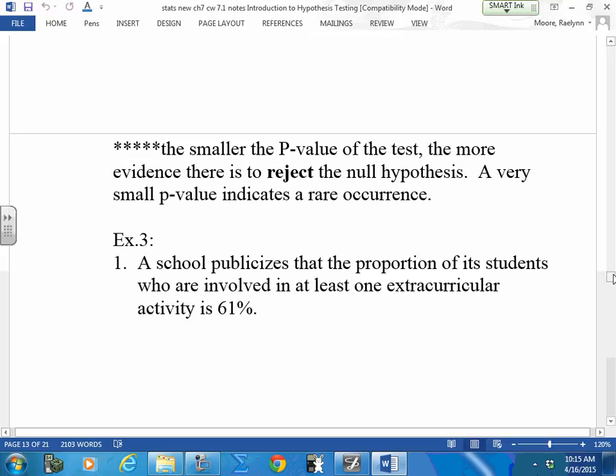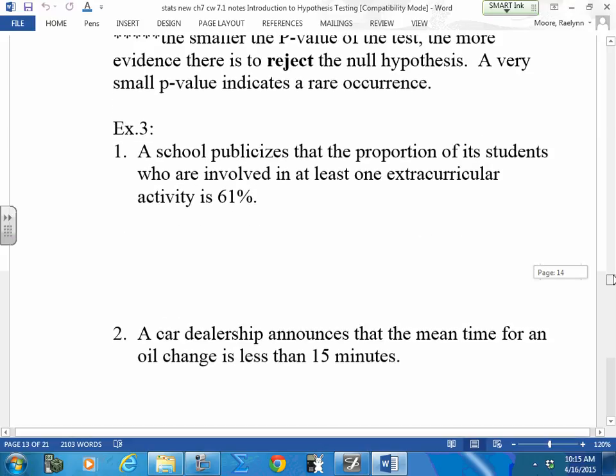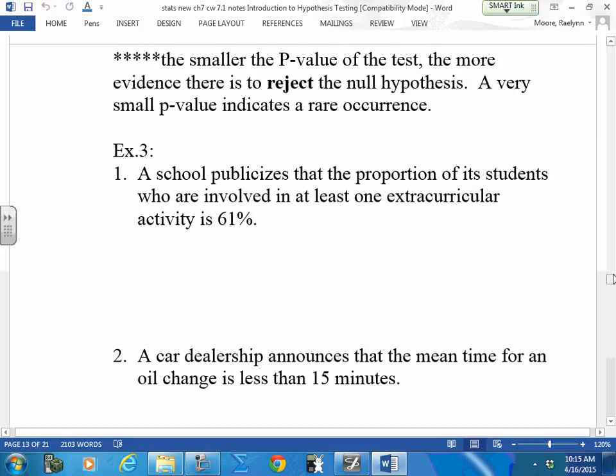This is important. The smaller the p-val, from 0.10 to 0.05 to 0.01, the more evidence there is to reject the null hypothesis. A very small p-val is very rare, isn't it? If 0.05 is plus or minus 2, then 0.01 is probably like plus or minus 3. Isn't that very unusual on our scale of 1 to 3? Okay, so we're going to take a look at this.